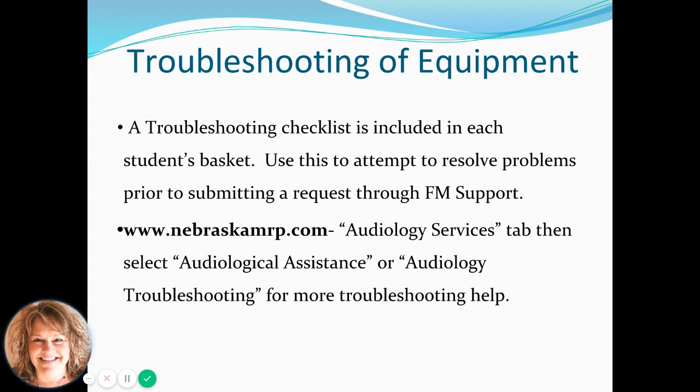But if you do go through that troubleshooting list and find that you still can't get it to work, then please use the website that can be found on the gray transmitter case. It's also at the bottom of the hearing aid log. It's the nebraskamrp.com website. You go to that and hit audiology services, and then there's an audiological assistance section under my picture, I believe. It's just a form that you can fill out. It tells me who the student is and what's going on, and then it sends it into a spreadsheet for me so that I can keep track of where I need to go.